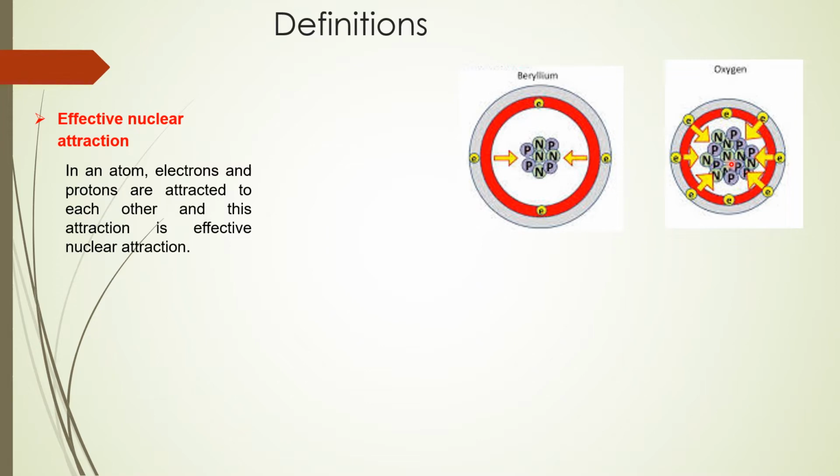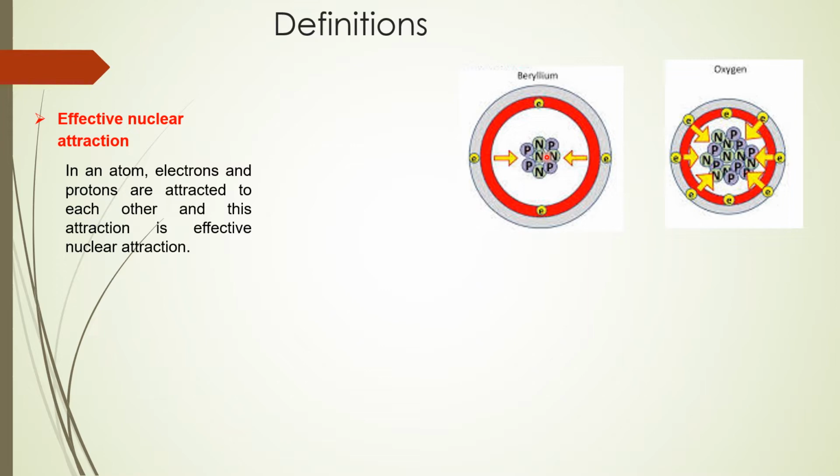While in beryllium, the attraction between the electrons and protons is there, but not as much as in oxygen. As a result, the atomic radius is slightly bigger than that of oxygen. So that basically explains why, going across the period, the size of the atom is going to get smaller. And that we are going to be looking at in the next bit.